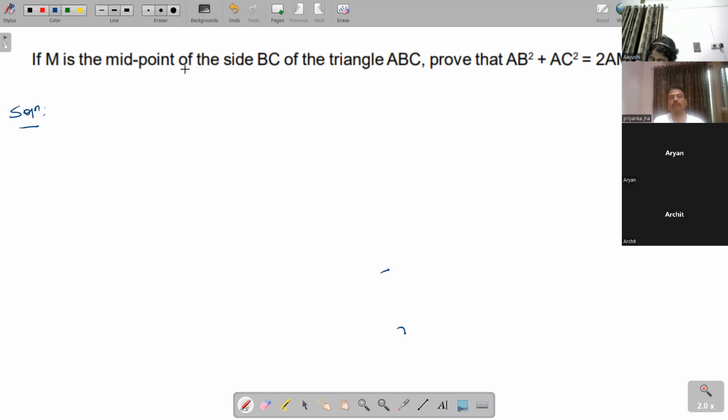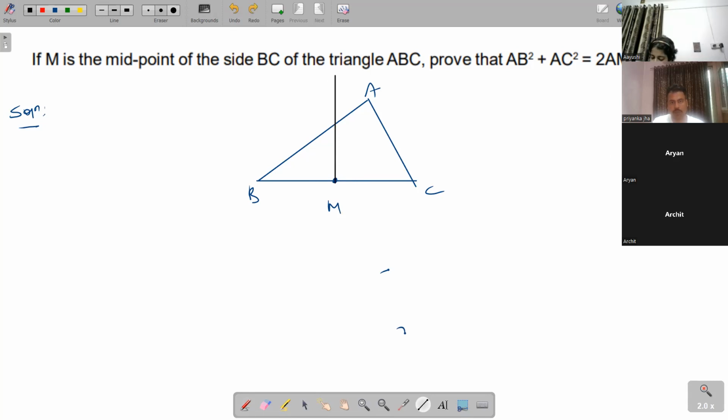It says that M is the midpoint of the side BC of a triangle ABC. Suppose this is your triangle, like this, a scalene triangle, A, B, and C. M is the midpoint of this. Do one thing. This is the midpoint. Just draw the y-axis passing through this midpoint, and this side BC as the x-axis.